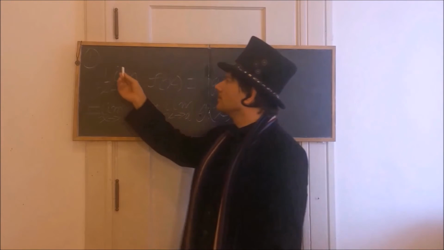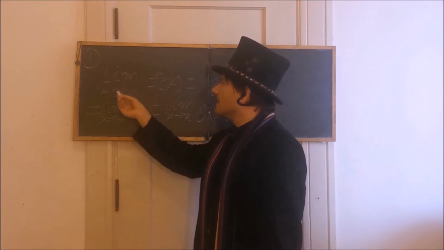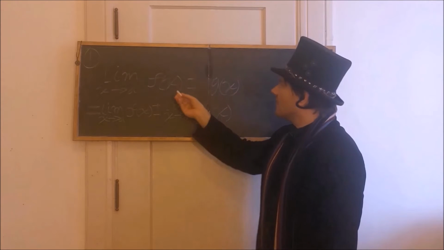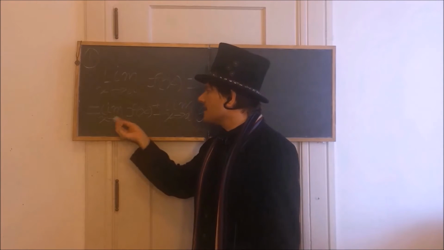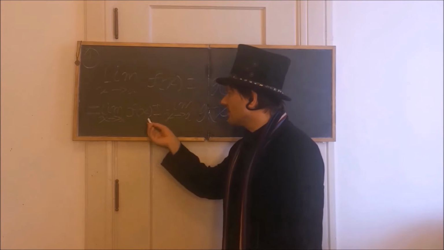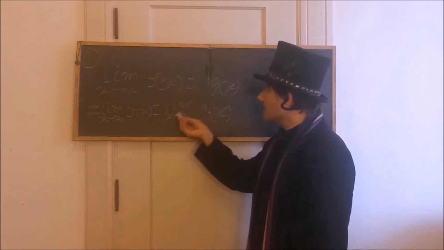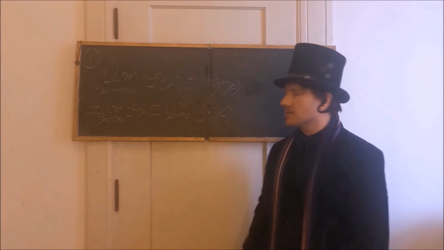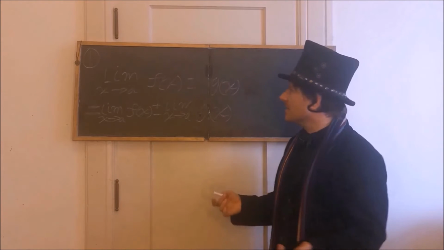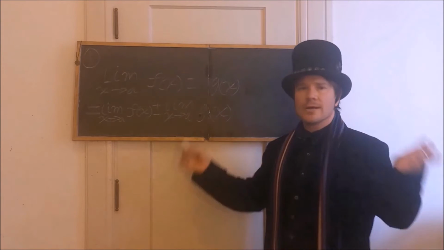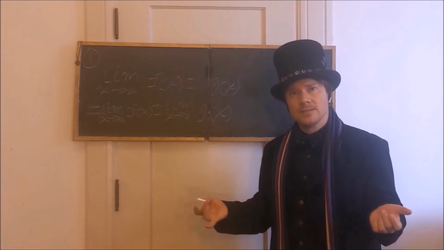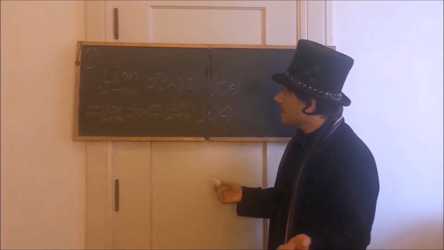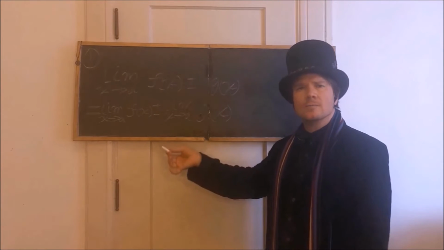So number one is the limit as x approaches a of f of x plus or minus g of x equals the limit as x approaches a of f of x plus or minus the limit as x approaches a of g of x. So what this is saying basically is that you can separate the functions, or you could think of it as terms. You can separate the terms and take the limit of each term individually.